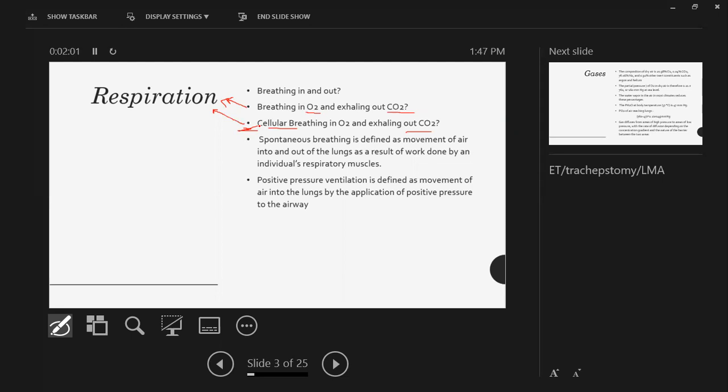Spontaneous breathing is the movement of air into and out of lungs as a result of work done by the individual's respiratory muscles. If the same work is done by means of application of positive pressure to the airway, then it is positive pressure ventilation. If you want it very, very simply, spontaneous breathing is you increase the negative pressure on the inside, so the air is pulled in. If air is pushed in, then that is positive pressure ventilation. So pulling in of air is your spontaneous, normal breathing. Pushing in of air is positive pressure ventilation.